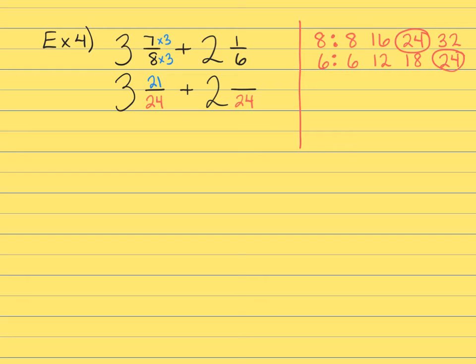And then 6 times what is 24? That would be 4. So 1 times 4 is 4. So now we have fractions that have the same denominator, and we're ready to go ahead and start adding. So we add our whole numbers. 3 plus 2 is 5.